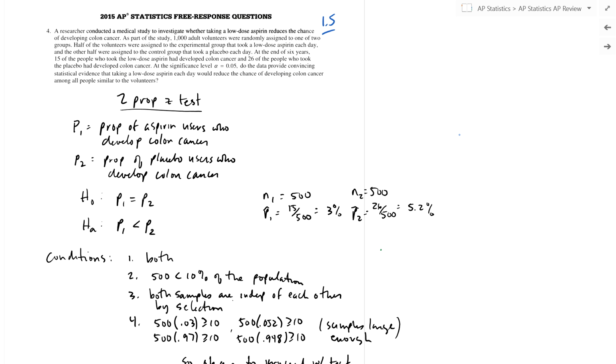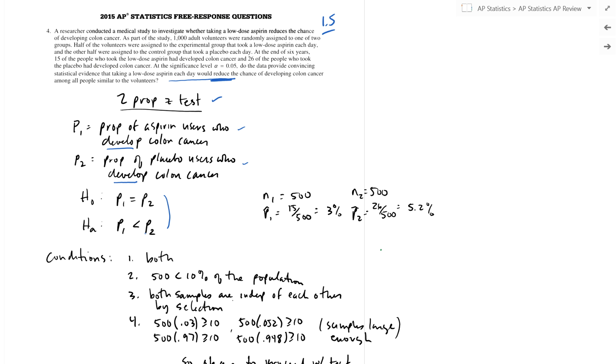Okay, so here's our 2 prop z test. Name the test. You have to define P1 as the proportion of aspirin users who develop colon cancer, P2 as the proportion of placebo users who develop colon cancer, and there's my hypothesis. Because we wanted to know, is there evidence that taking aspirin would reduce, there's the key word, the chance of developing colon cancer. So you've got to make sure you get these words in for P1 and P2. Again, if you use P hat in here, you're toast on scoring.